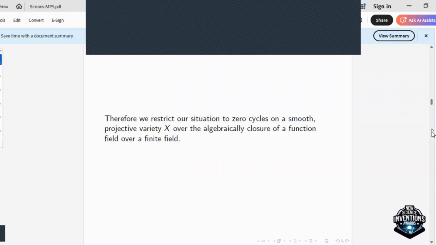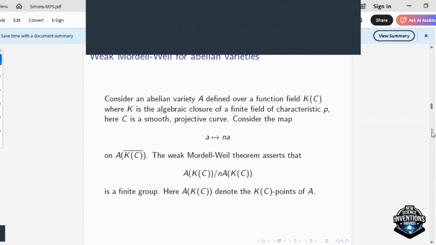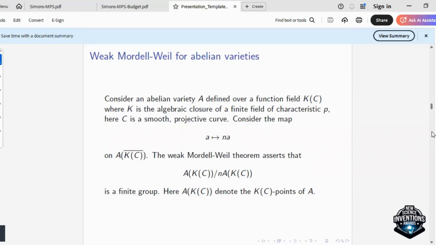So the same calculation goes through for number fields, but over number fields, due to some classical results, the calculations are not that difficult, so I do not present it here. So we consider some abelian variety A, defined over the function field K of C, where K is the algebraic closure of a finite field, in characteristic p, and C is a smooth projective curve, and we consider its closure.